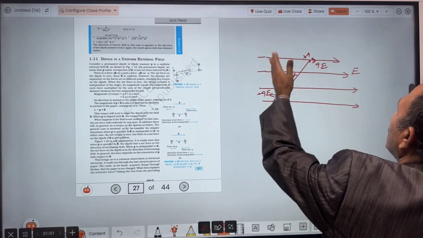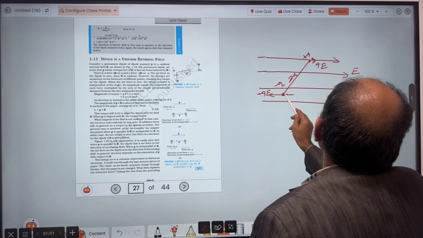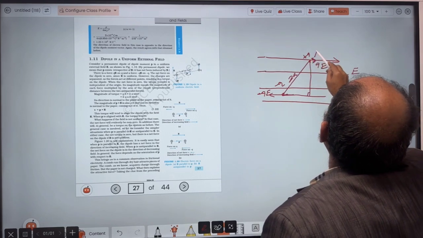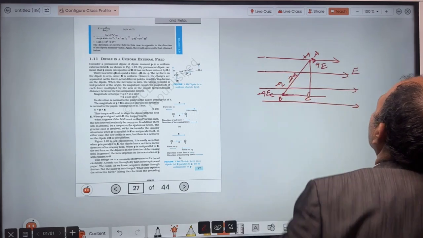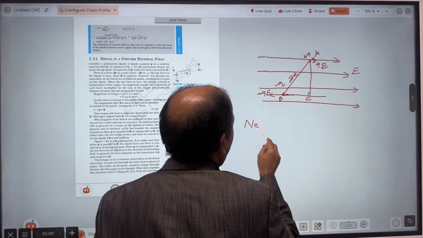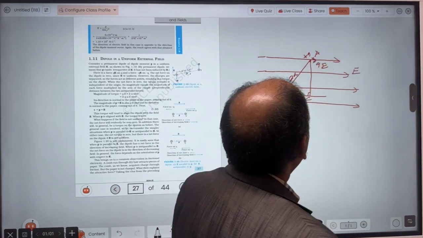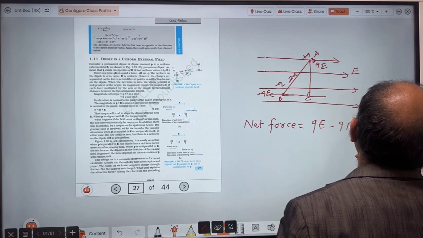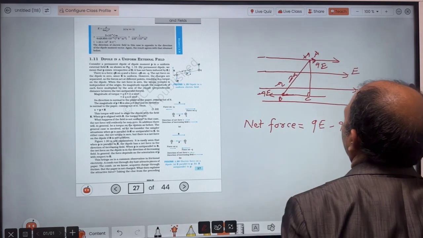So this will try to rotate this dipole. So here, suppose we draw this line and we draw perpendicular from here. We denote it as A, B and C. So we can calculate what is net force here. Net force here, it is qE and it is minus qE. So it will be 0. So net force is not acting.